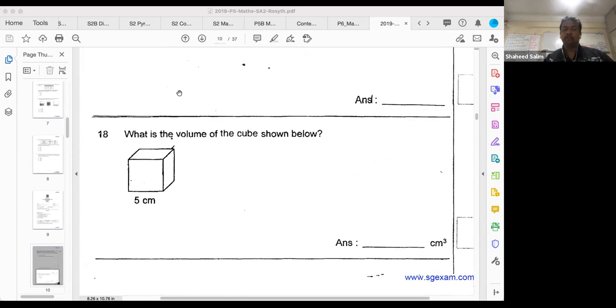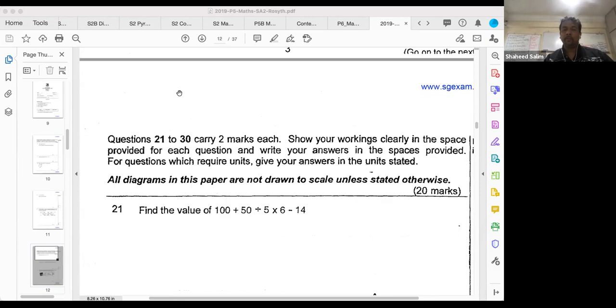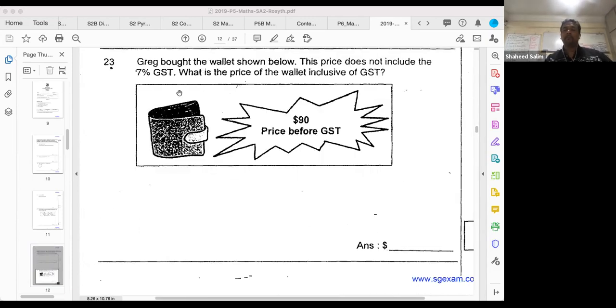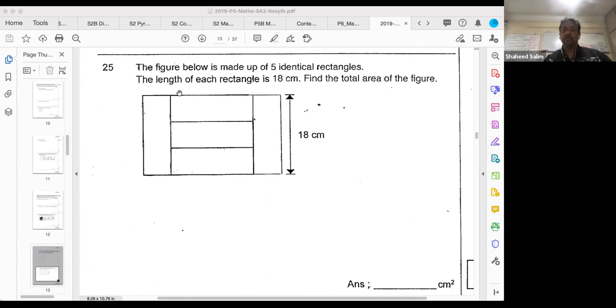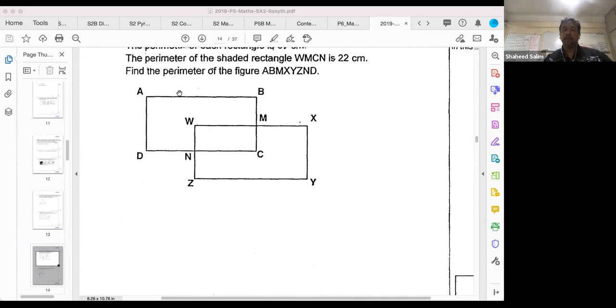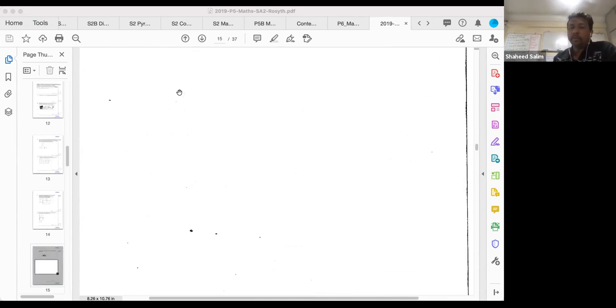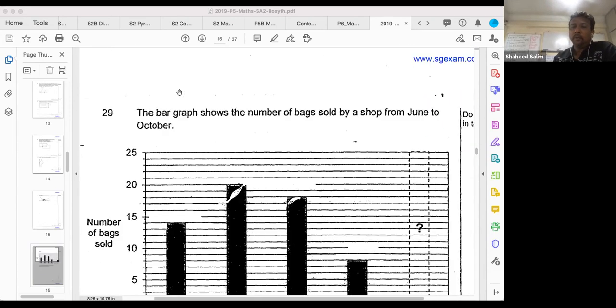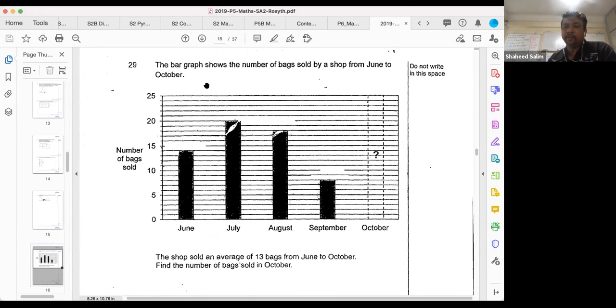Average. Decimal. GST. Ratio. Area. Perimeter. I got it. This is average. Hold on. This is average now.